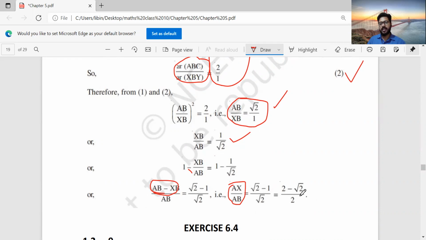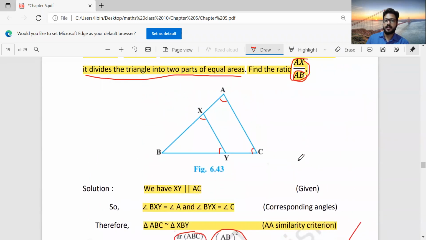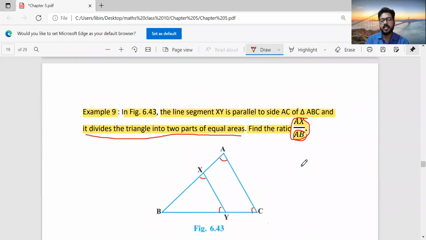To avoid that root 2, we can just multiply numerator and denominator by root 2 to rationalize. But this step is not necessary. You can stop till here also. So we have seen that the value of AX by AB is equal to (root 2 minus 1) the whole divided by root 2. Clear? So this is how we are using our previously found theorem to solve problems.